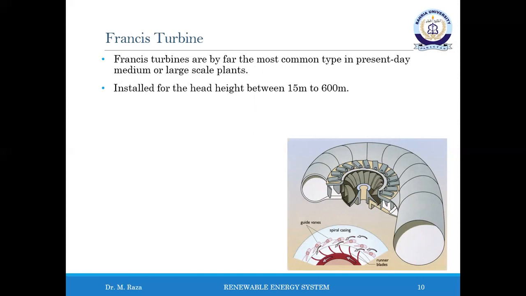Francis turbines are installed for head heights between 15 meters to 600 meters. The optimum blade speed is greater than the water speed, as much as twice as fast. This allows a rapid rate of rotation even with relatively low water speed.